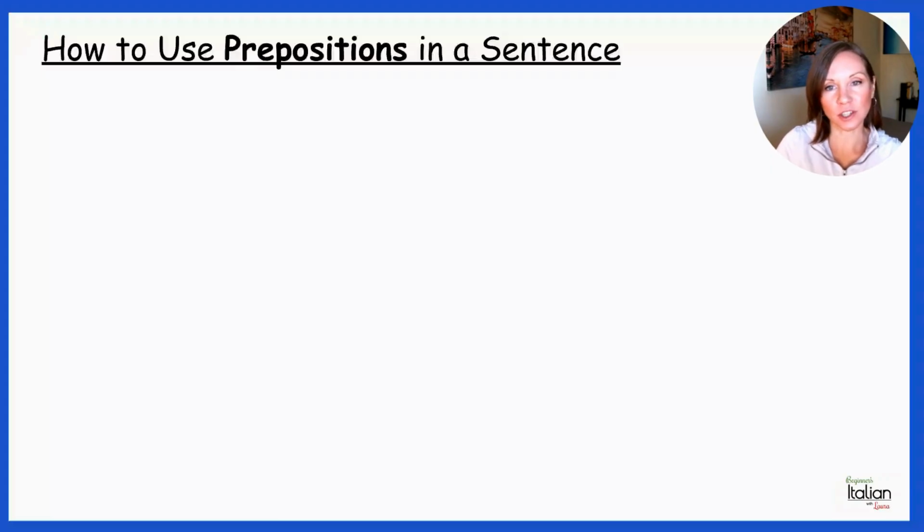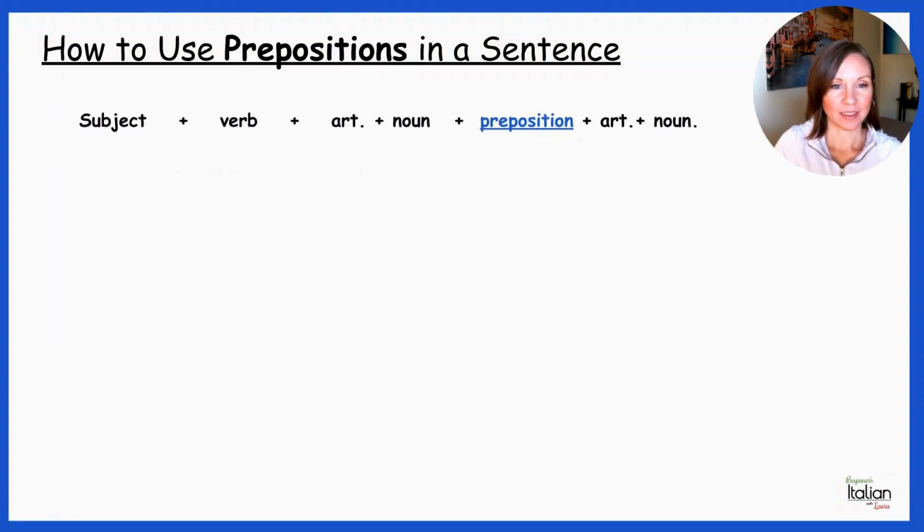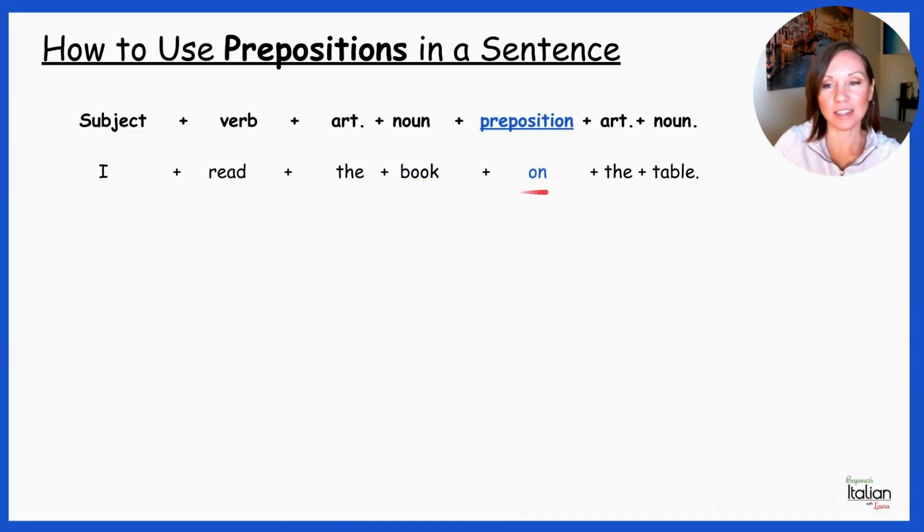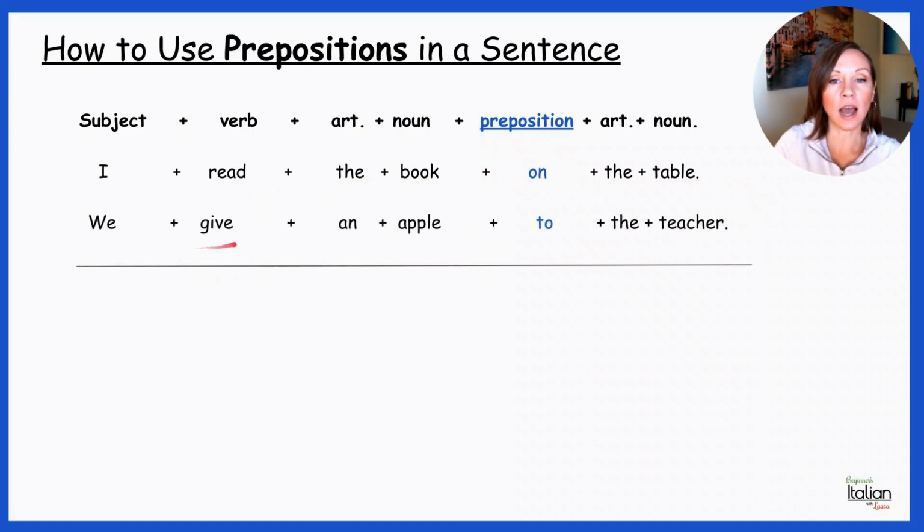How to use prepositions in a sentence. In English, you could say, I read the book on the table. Our preposition is on. Or, we give an apple to the teacher, our preposition being to.